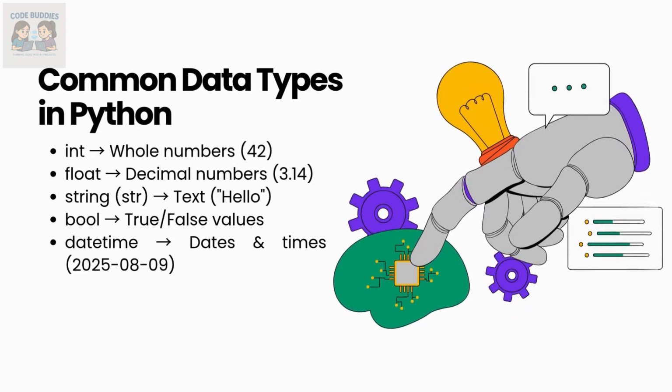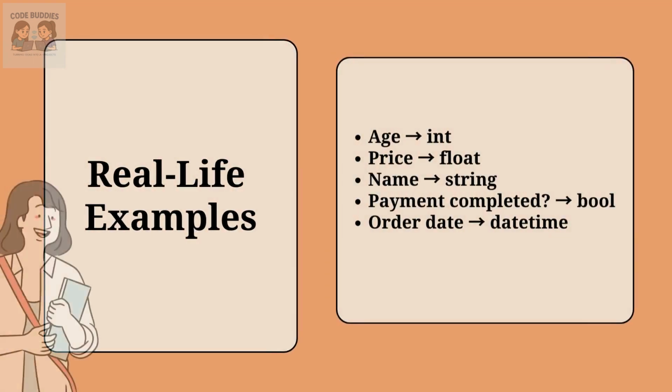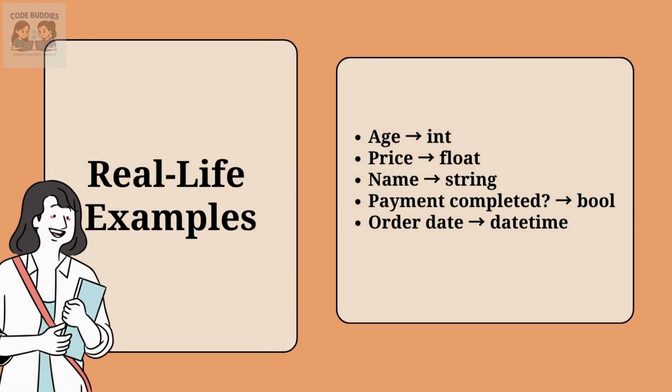Let's put this in perspective. Age of a person? That's an integer. Price of your favorite coffee? That's a float. Your name? That's a string. Whether you've subscribed to this channel or not. That's a Boolean. Hopefully, it's true. And the day you ordered something online? That's a datetime. Every dataset you'll work with in real life has these sprinkled throughout.